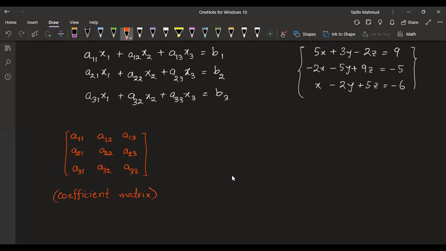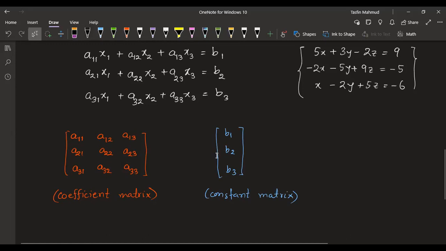And the matrix that we form using the constants, like we may form another matrix here using the constants. Constant means this b1, then b2 and b3, and we call this matrix the constant matrix. Okay, constant matrix, or we call it a constant vector as well. Okay, let me write the name as well.